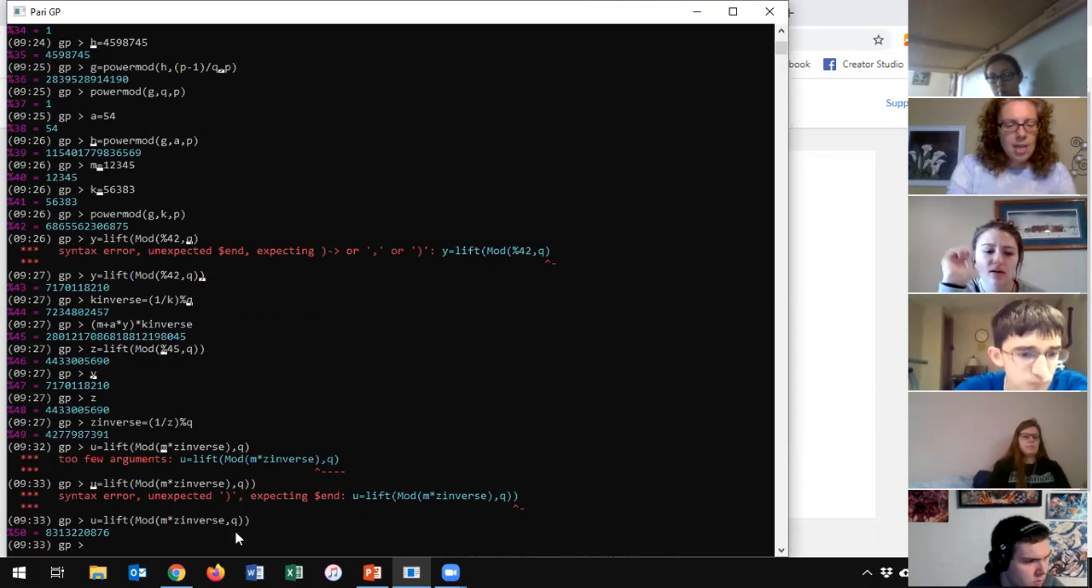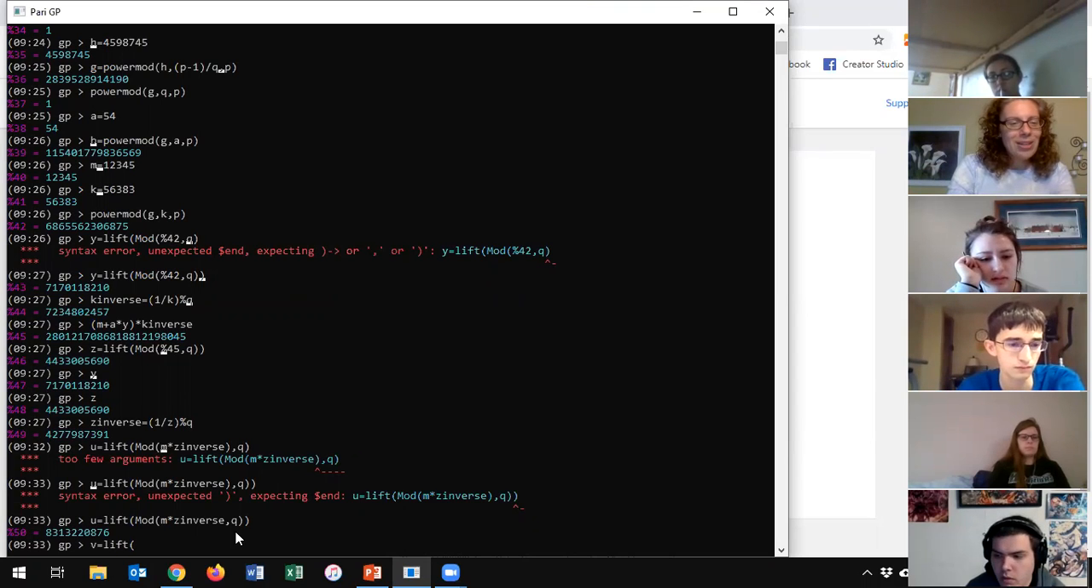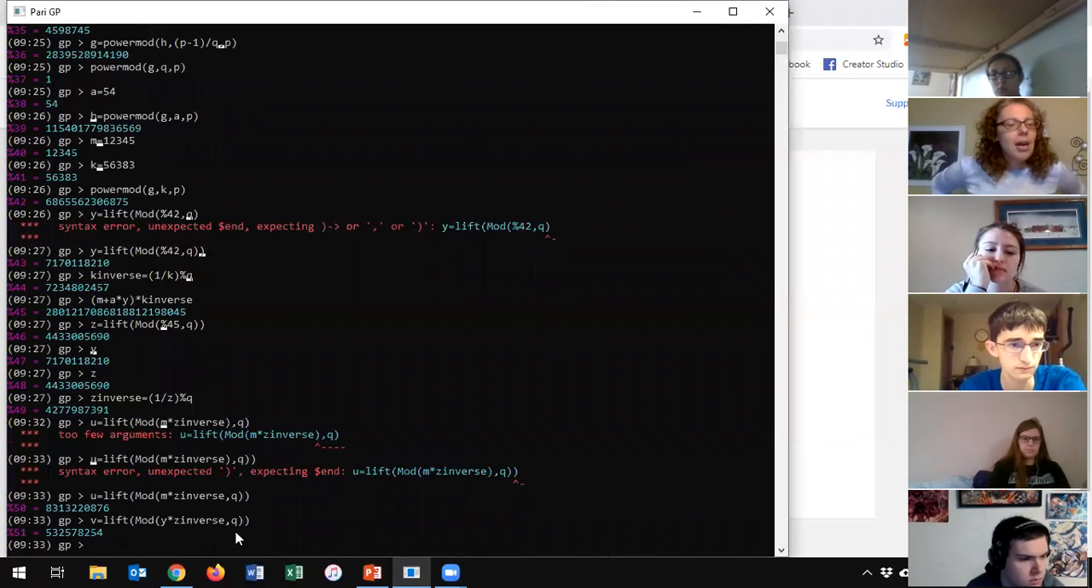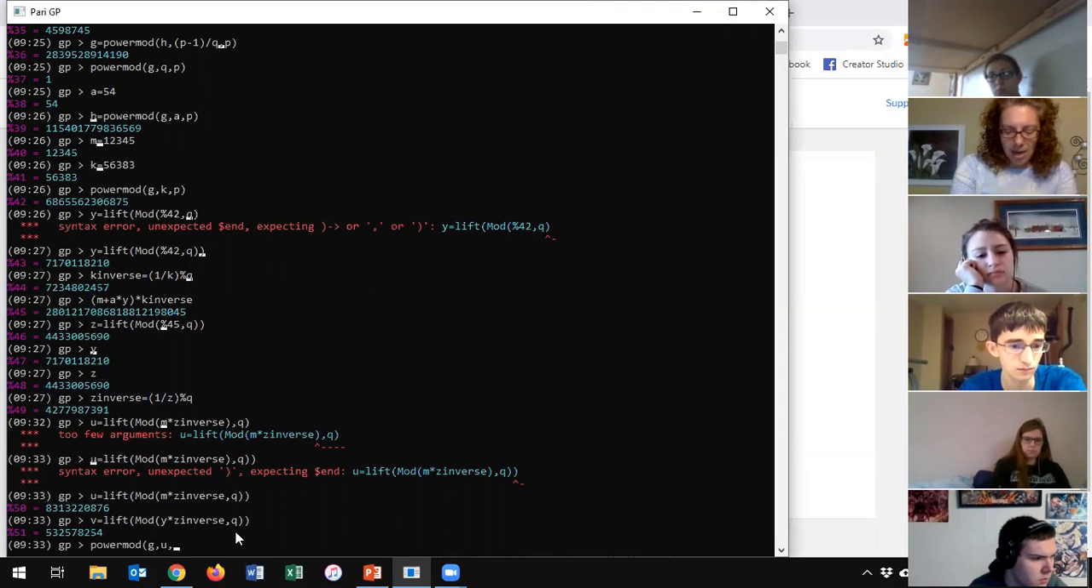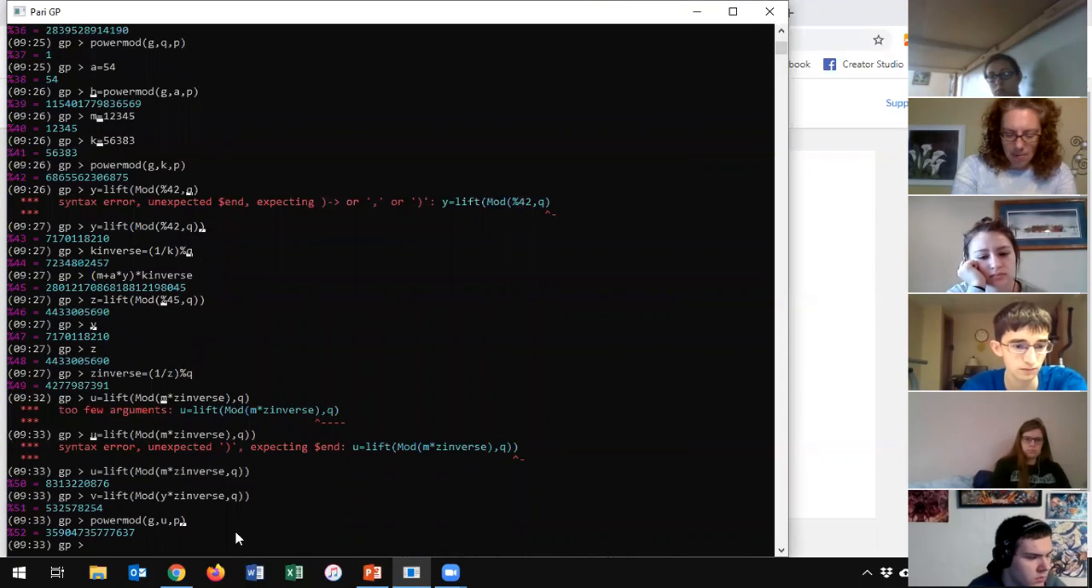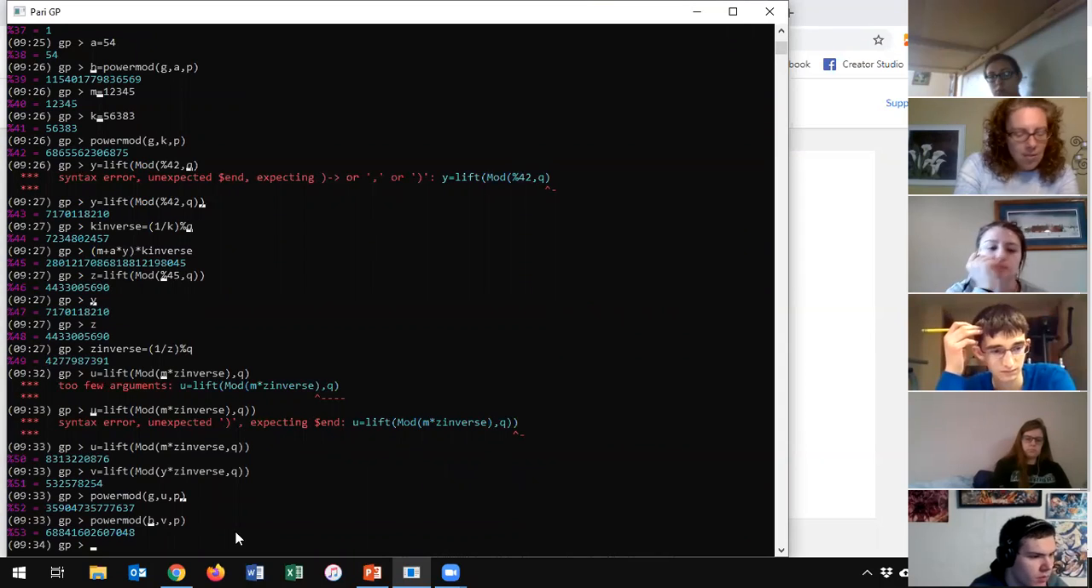And then for my V, I want lift mod Y times Z inverse, and we're modding that by Q. All right, so there's my U and there's my V. Here's what I'm going to compute. This is a little bit messy. Let's do power mod of G raised to the U mod P. And I want a power mod of B raised to the V mod P. And then I want to multiply those both together.